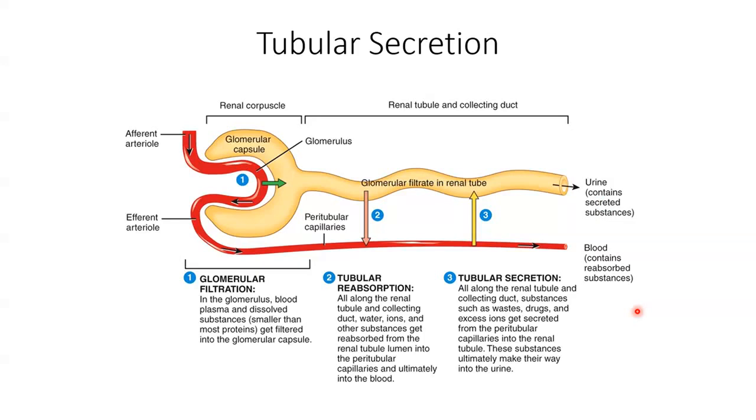So tubular secretion occurs all the way along the renal tubules, and substances that may be secreted include things like hydrogen and potassium ions, as well as any drugs that we've taken. Tubular secretion functions not only to eliminate any waste products and drugs from our body in urine, but it also helps regulate our blood pH by adjusting the secretion of hydrogen ions.